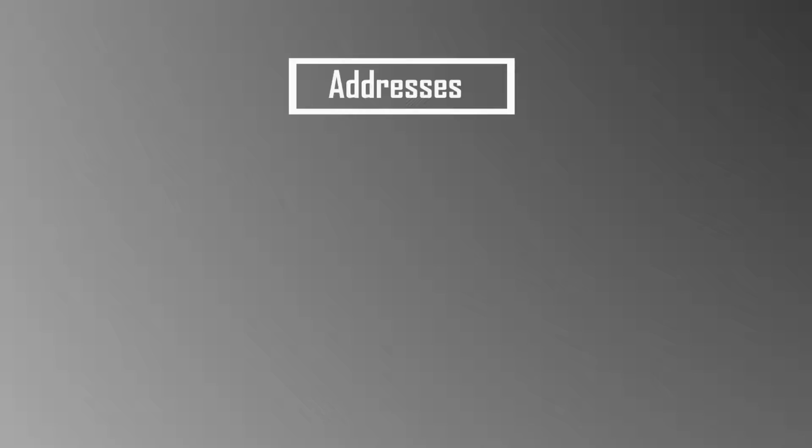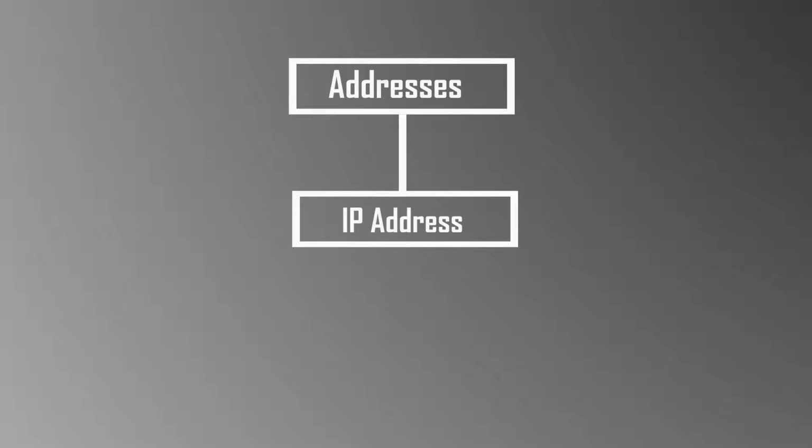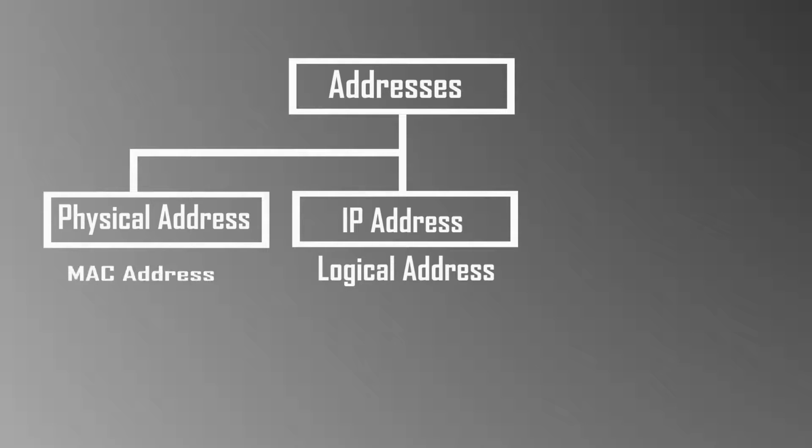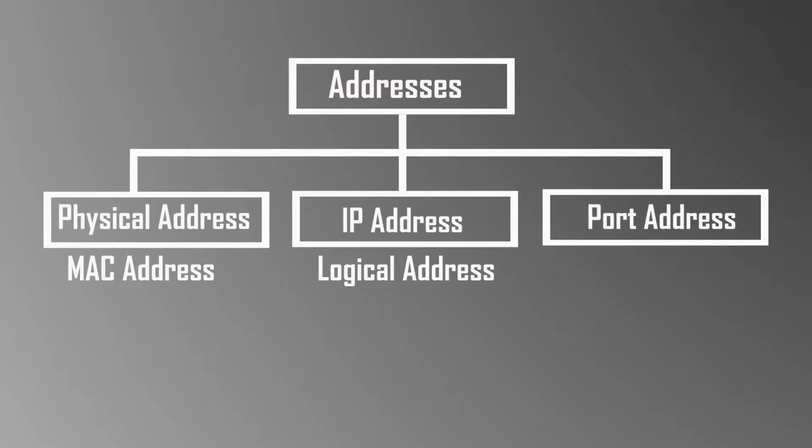As an introduction part, in computer networking, we have three types of addressing. The first one, we have IP addressing, also known as logical addressing. We have a physical address, also known as a MAC address. Also, we have the port address. This is the label for a network application.